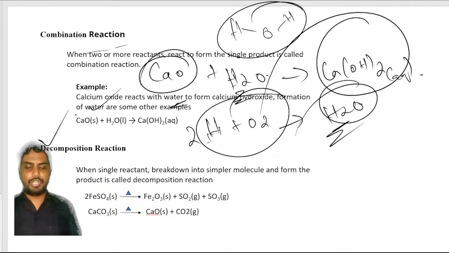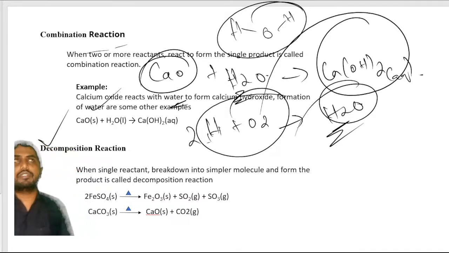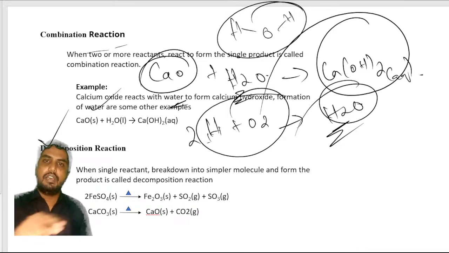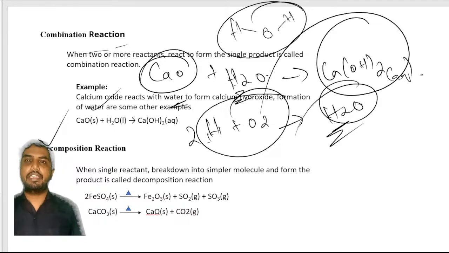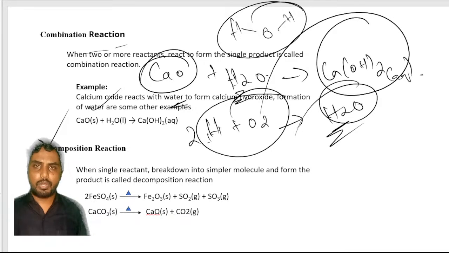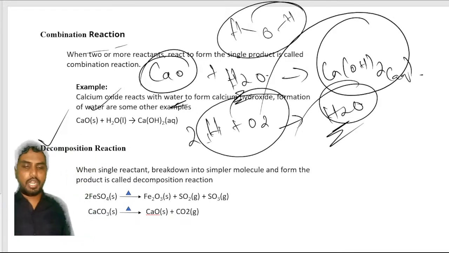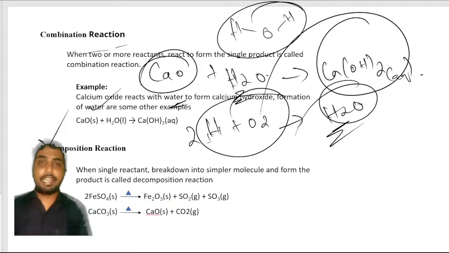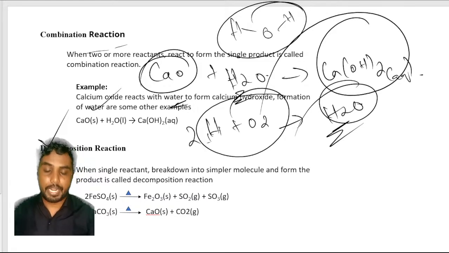Coming to decomposition reaction. What is meant by decomposition? You have only one compound, a single reactant. If you treat that compound with some external factor like heat, it divides into two simple molecules, three simple molecules, or more. This is called a decomposition reaction: when a single reactant breaks down into simpler molecules and forms products.